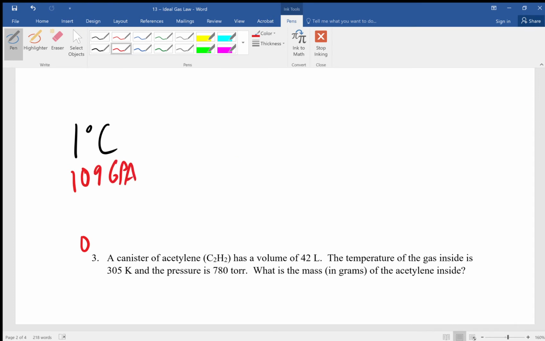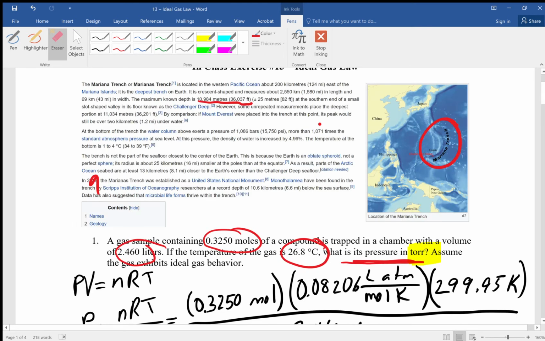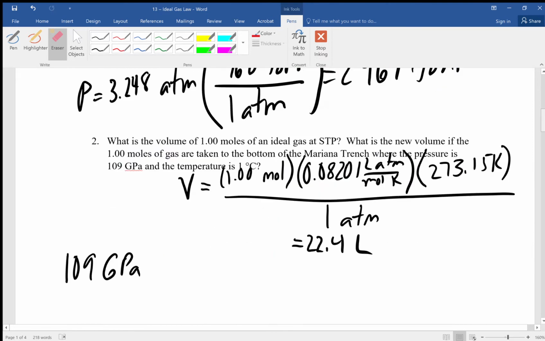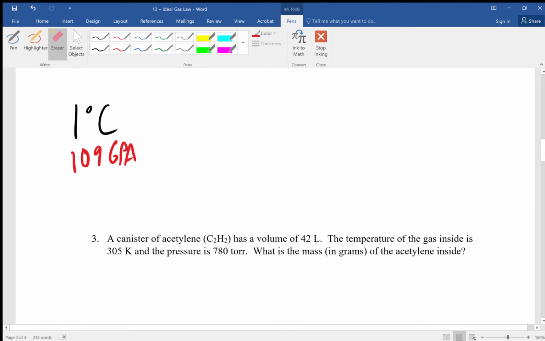So what's going to happen to our 22.4 liters of gas at that point? We could do this as an ideal gas law problem, or we could do this as a combined gas law problem. Doesn't matter which way we do it. Both ways should get us to the exact same answer. So let's do this one as an ideal gas law problem. Again, we're solving for volume, so V is equal to nRT over P.